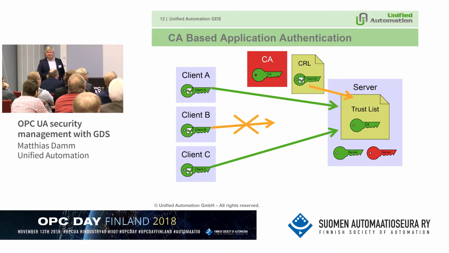But you have another problem here. How do you get rid of a client or of a server out of the communication? And for that, a CA has a concept called certificate revocation list. So a CA certificate is really only valid together with the revocation list. So you still have the problem that you need to distribute this revocation list. They are updated frequently. You need to update on all applications. So you need a way to not only install applications, you also need to update trust lists of applications.